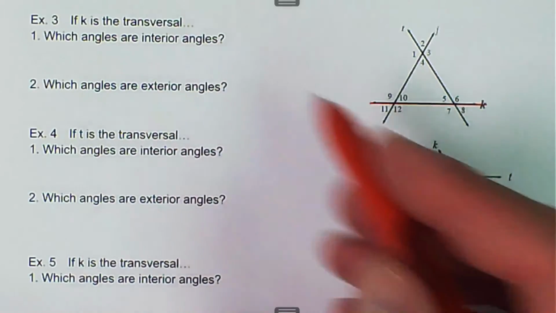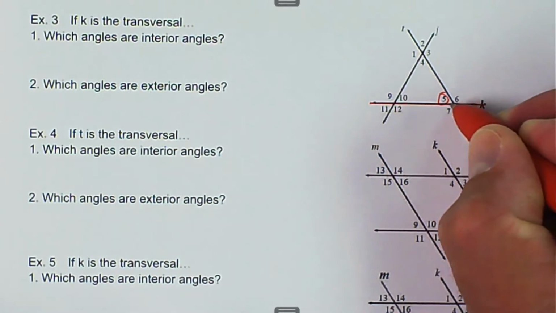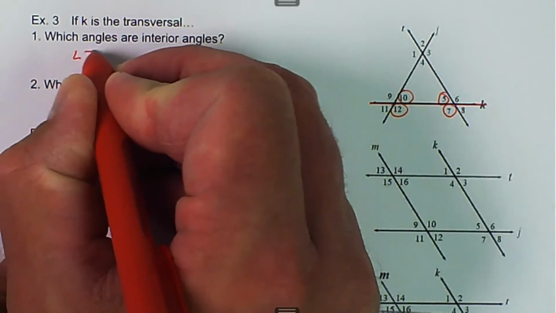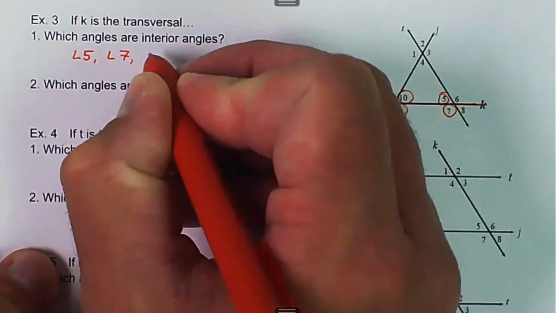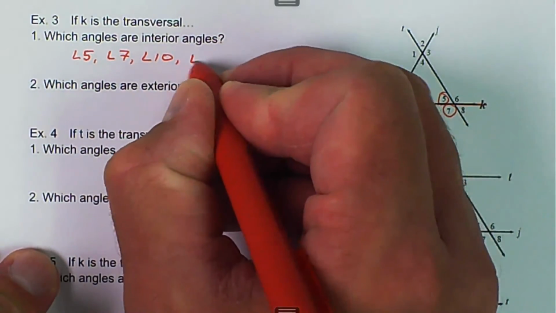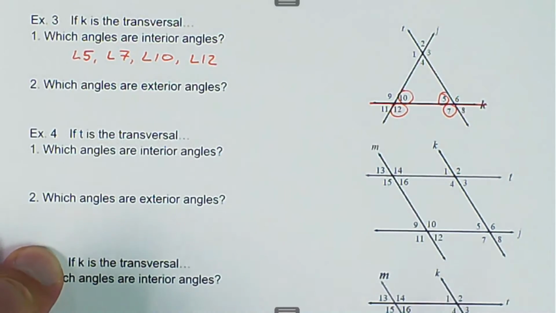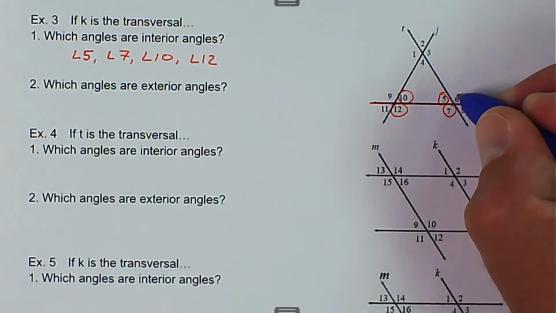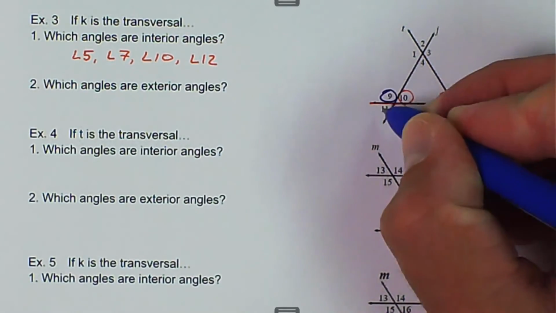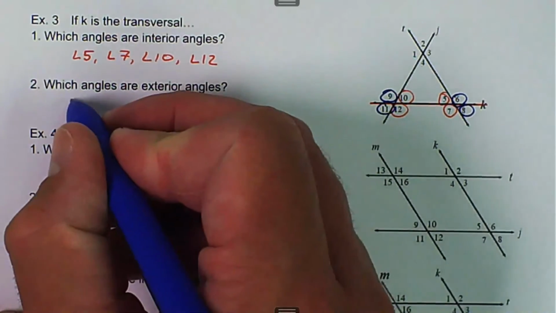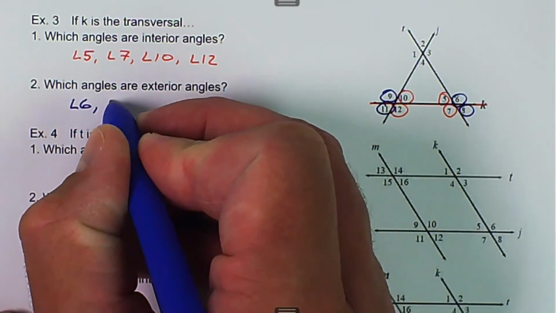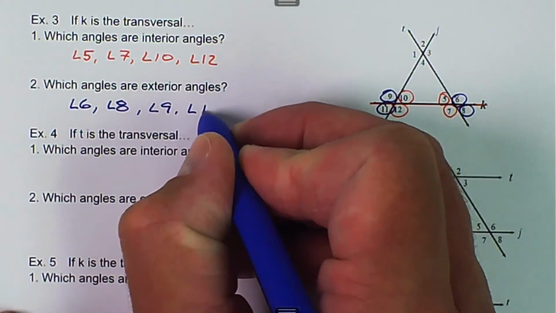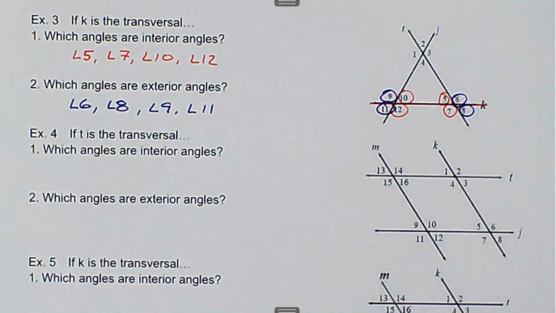So which angles are interior angles? We have 5, 7, 10, and 12. So angle 5, angle 7, angle 10, and angle 12. Which angles are exterior? Those are the 4 remaining: 6, 8, 9, and 11. So angle 6, angle 8, angle 9, and angle 11. So those are the exterior angles.